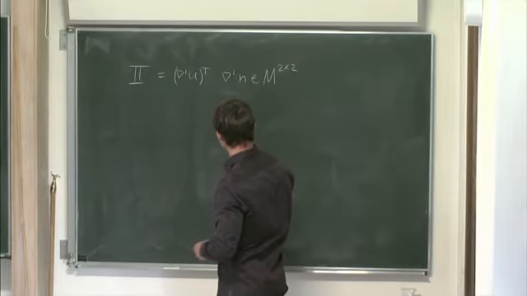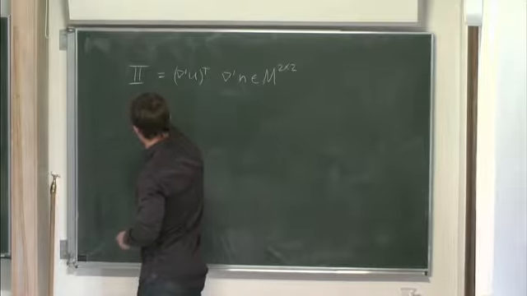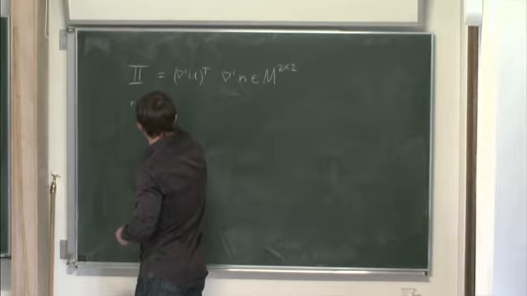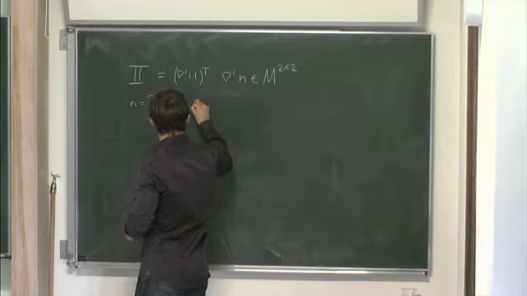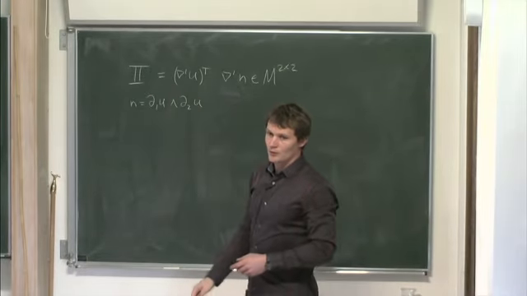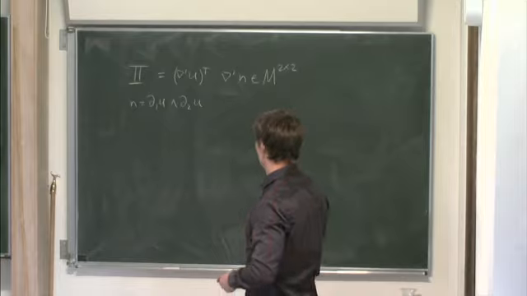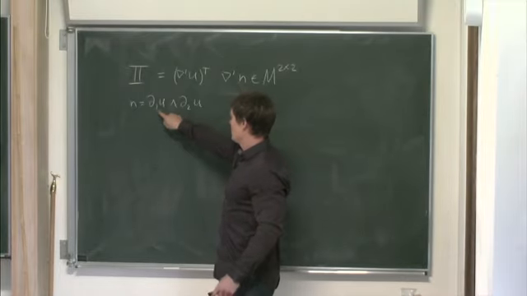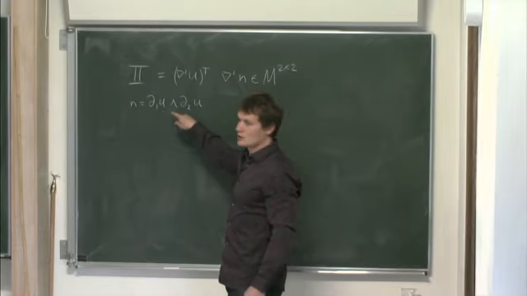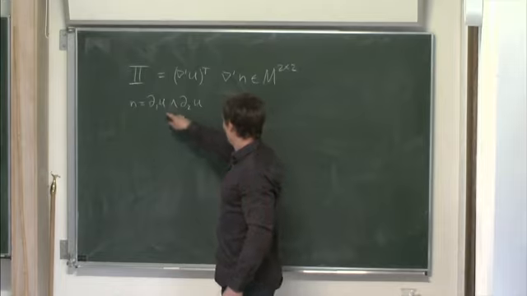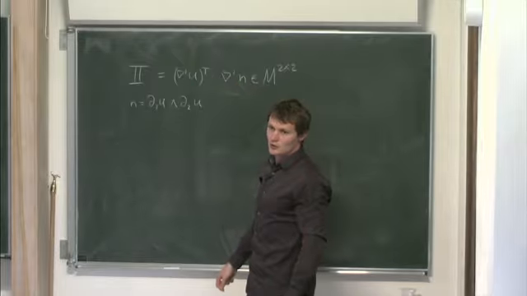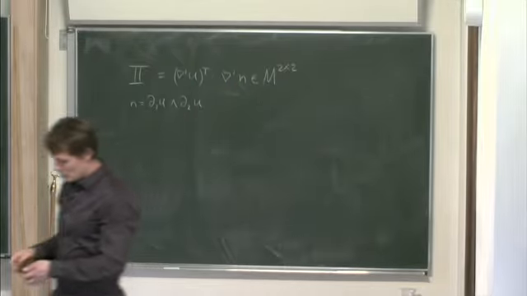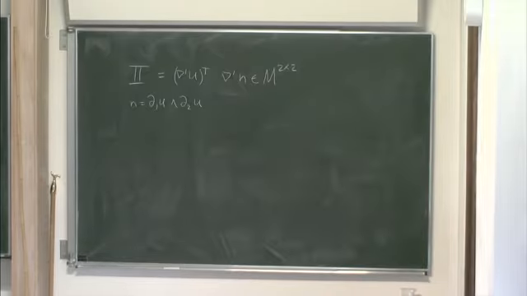But what is the normal? The normal is the vector product of the first derivatives of the surface. These are unit vectors which are orthogonal to each other and tangent to the surface. So if you plug it here, effectively you get second derivatives of u. This is why considering the second gradient is very important.